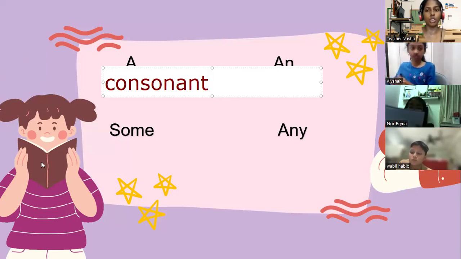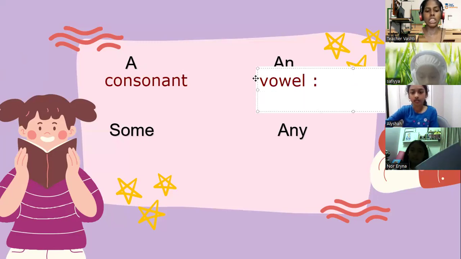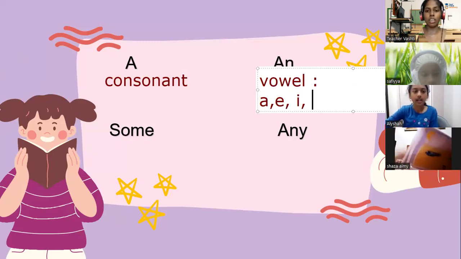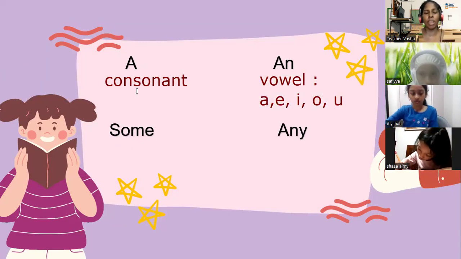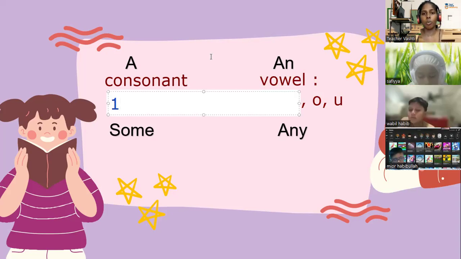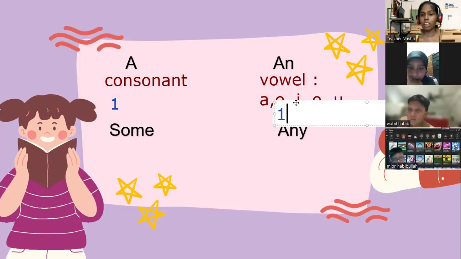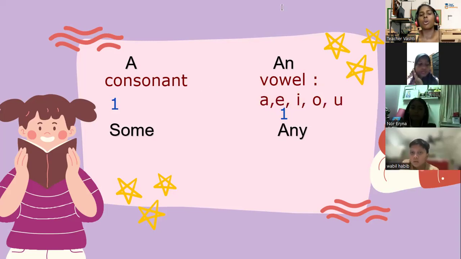Where do I use an? Vowel. What are your vowels? Okay, very good. Now, one or many? Tu kita guna untuk satu atau banyak? One. How about singular? Good. For an? Singular. Also one. Also singular, also one.